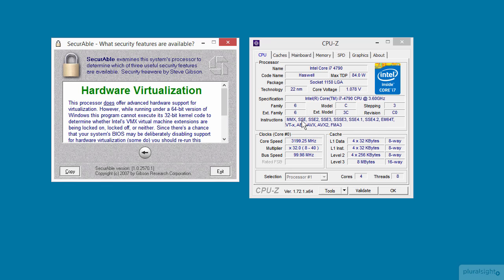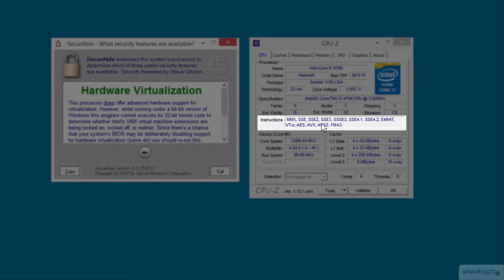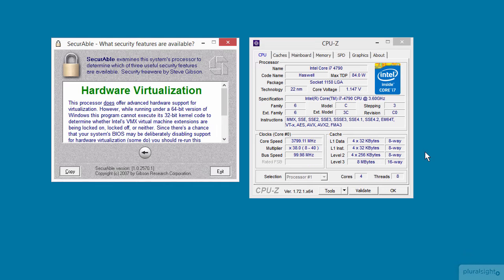And if we look at the different instruction sets, there's a whole history behind a lot of these. But the one I want to draw your attention to is VTX, which means that virtualization is enabled here. There's our core speed. This is the core speed of the processor. Notice that the bus speed on the motherboard is a lot slower. As I said, you always run into a bottleneck one way or the other.